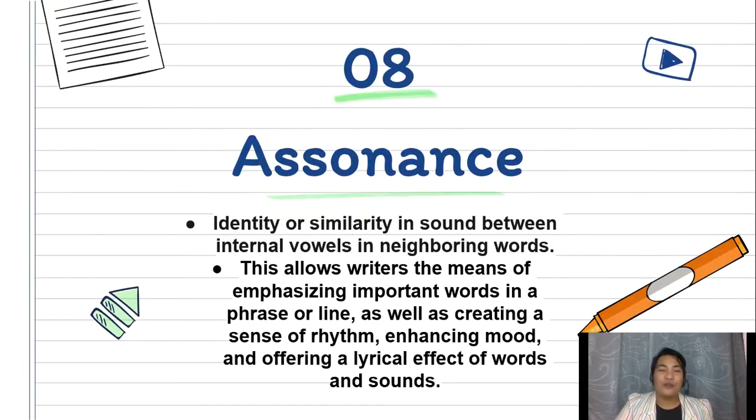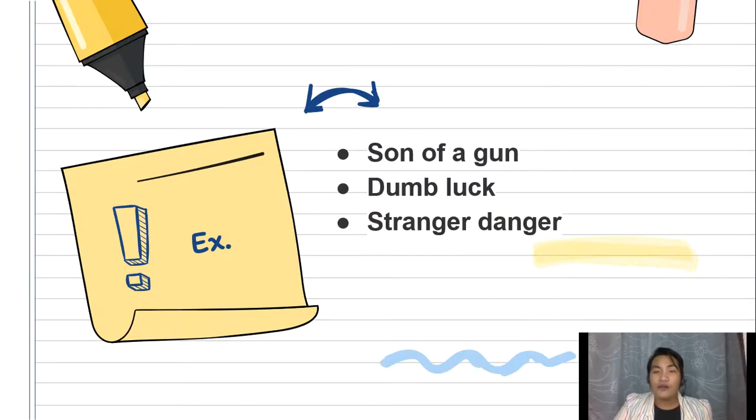Let's go to number 8, assonance. Assonance is identity or similarity in sound between internal vowels in neighboring words. This allows writers the means of emphasizing important words in a phrase or line, as well as creating a sense of rhythm, enhancing mood, and offering a lyrical effect of words and sounds. For example, son of a gun, dumb luck, stranger danger.